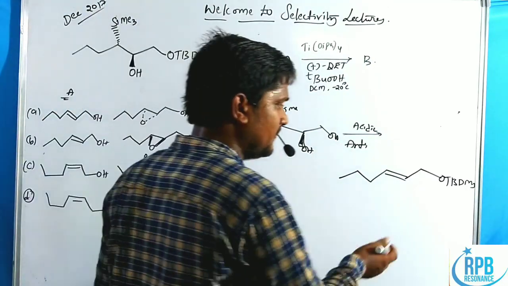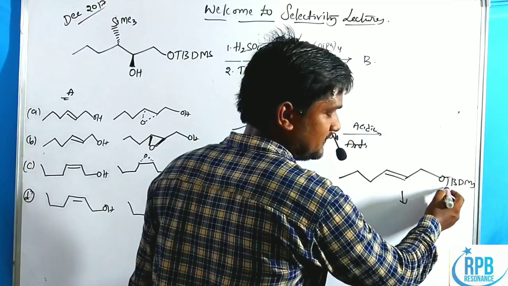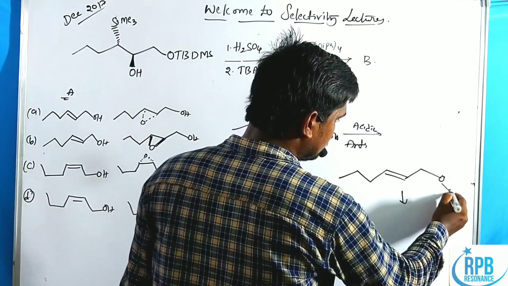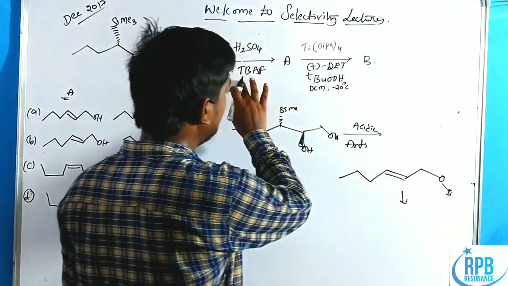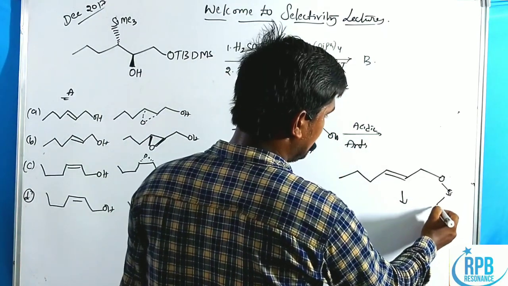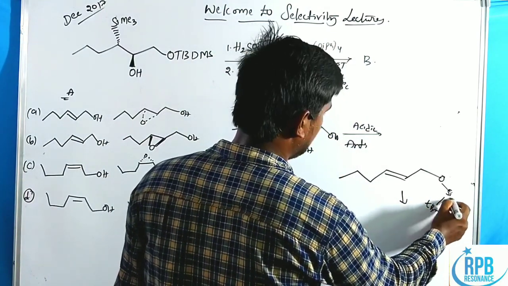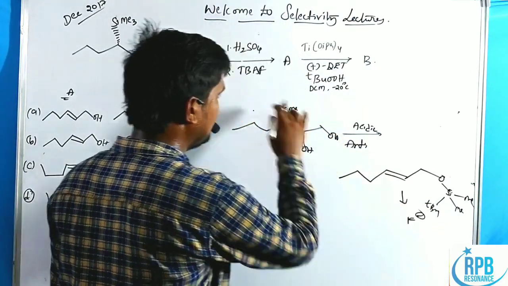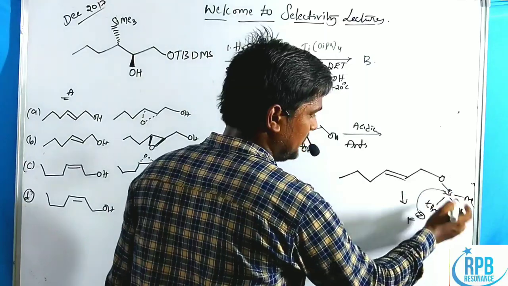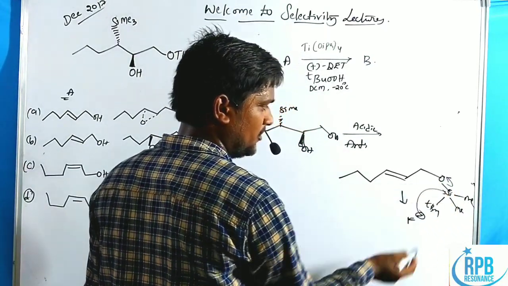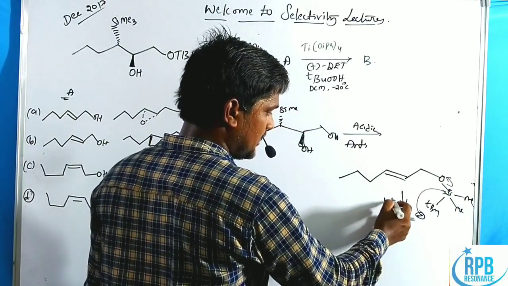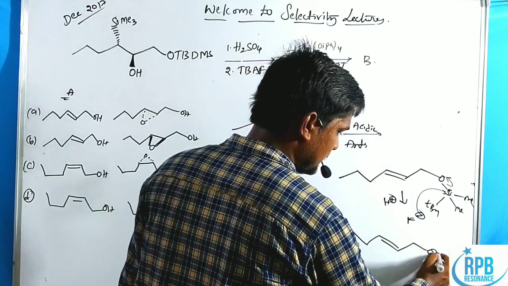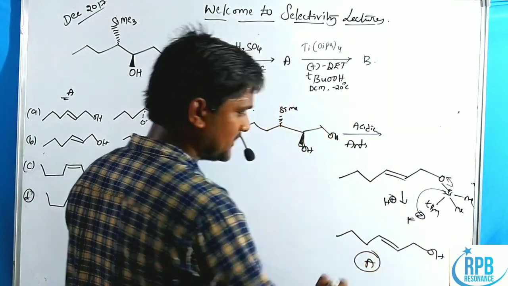So that fluoride will remove the silane group. Here TBDMS means tertiary butyl dimethyl silane. This is the group. Whenever the reagent sends the fluoride ion onto the silane group, the oxygen becomes O minus. That O minus will abstract a proton from the aqueous medium. Now it becomes the alcohol. So our product is here.